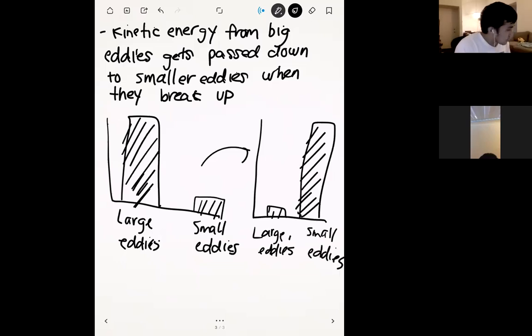Okay. And so when I say that the kinetic energy from the big eddies gets passed down to smaller ones, you can think of it like this. The large eddies, the kinetic energy that they had from motion, that energy is basically taken and transported into the smaller eddies, just like that. Okay. Any questions on this?